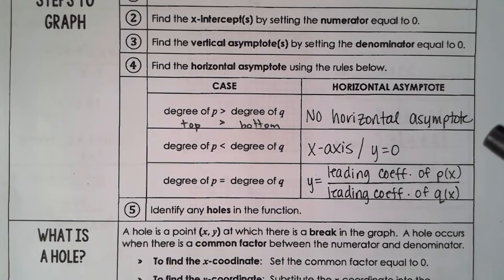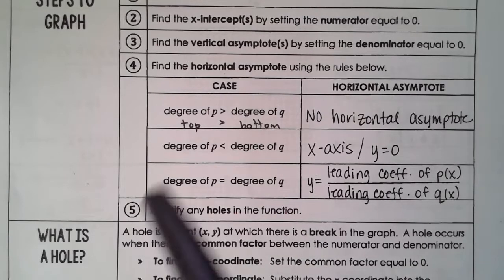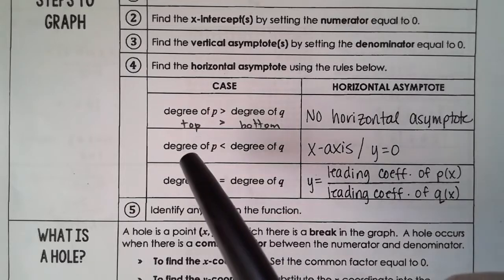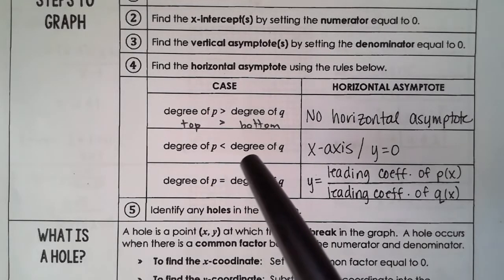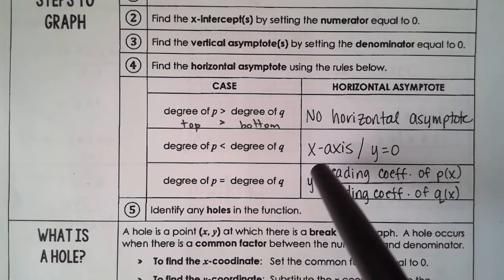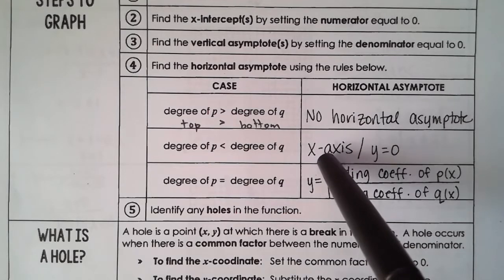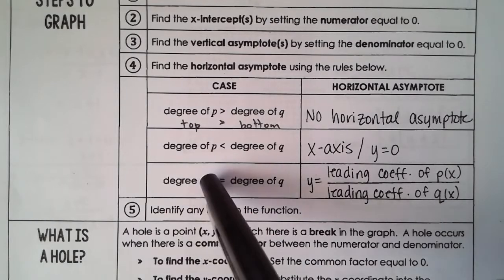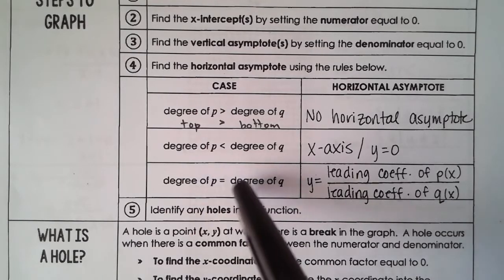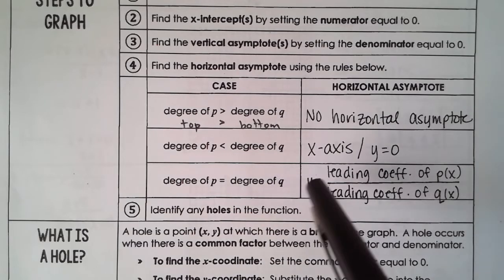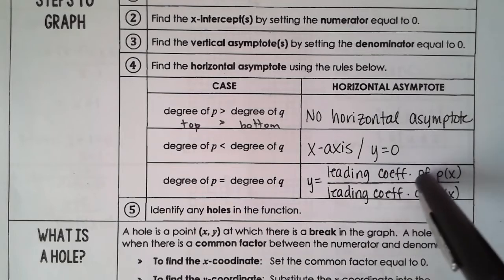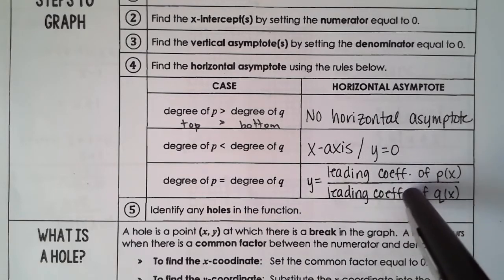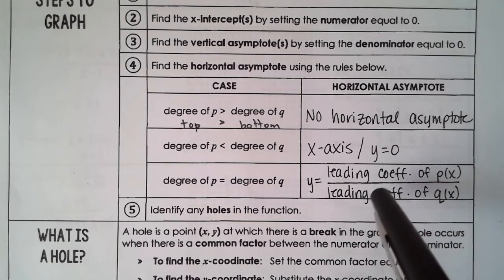When the degree of p, the top, is less than the degree of q, the bottom, your horizontal asymptote would be the x-axis, or y is equal to 0, right? That horizontal line is the x-axis. And then when the degree of p is equal to the degree of q, then the horizontal asymptote will be the leading coefficient of p of x over the leading coefficient of q of x. So it could be a fraction, for example.